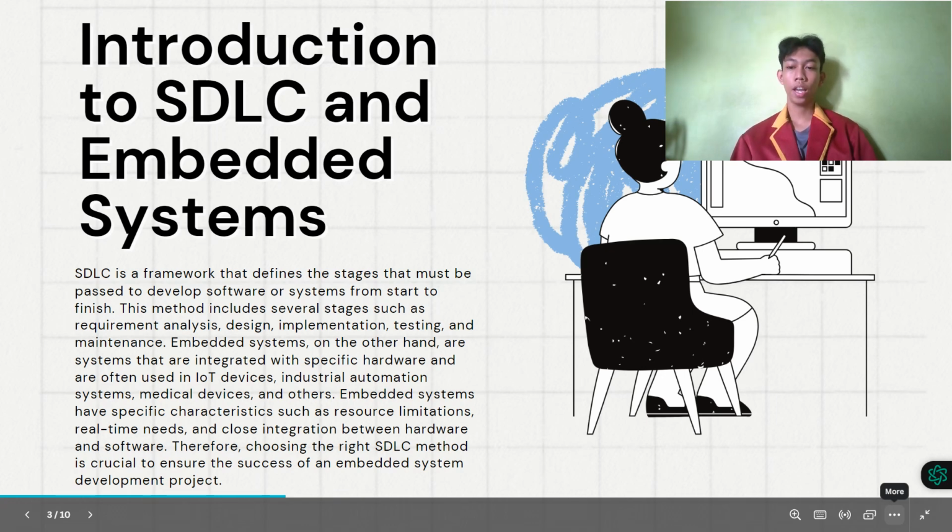Embedded systems have specific characteristics such as resource limitation, real-time needs, and close integration between hardware and software. Therefore, choosing the right SDLC method is crucial to ensure the success of an embedded system development project.